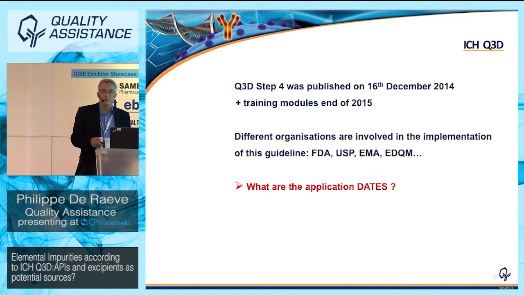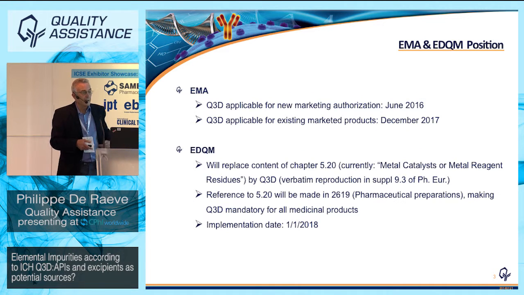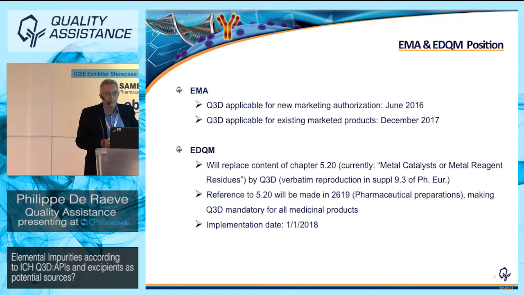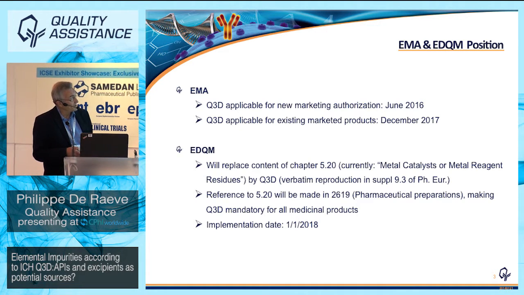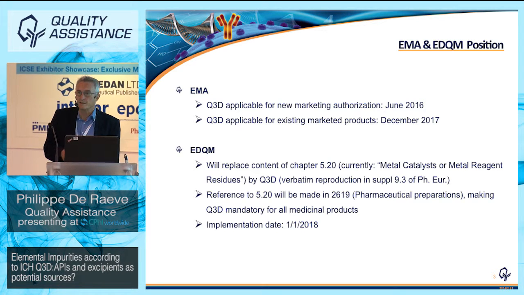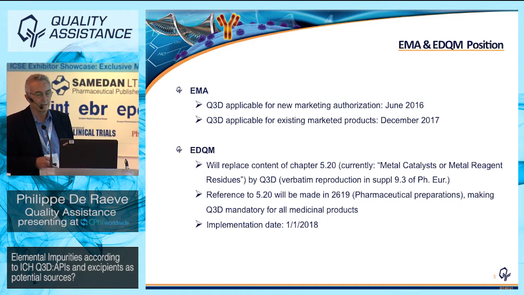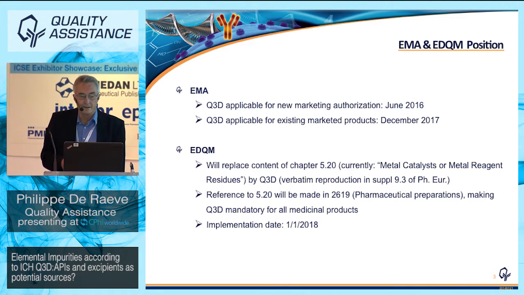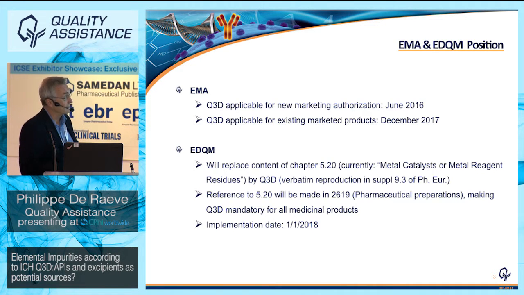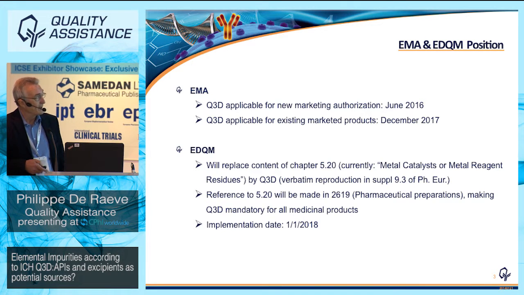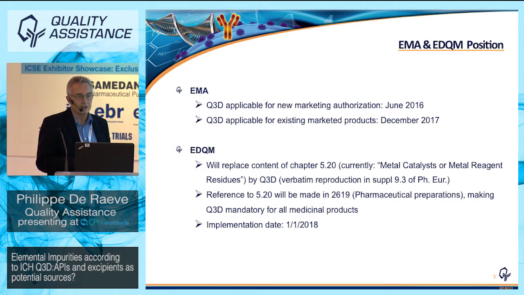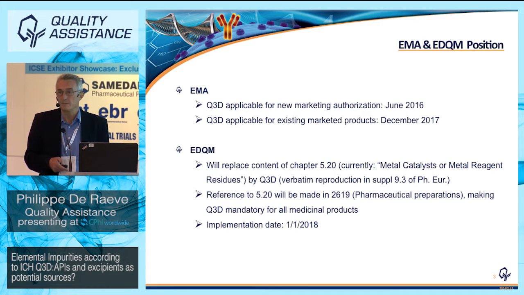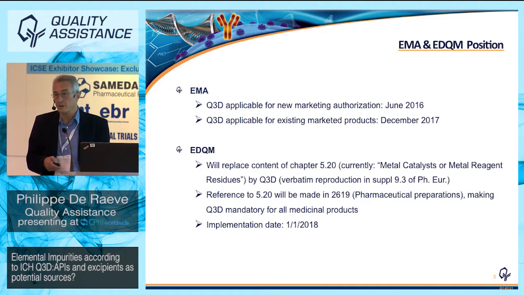Different organizations are involved now in the implementation of the Q3D. EMA has already stated that Q3D will be applicable June next year for new marketing authorization, while for existing product, it will be end of year 2017. The European Pharmacopoeia will replace the content of chapter 5.20, that is currently metal catalyst or metal reagent residues, by a verbatim reproduction of Q3D to be edited in supplement 9.3 of European Pharmacopoeia. And reference to this chapter 5.20 will be made in another chapter, 2619, that is pharmaceutical preparation, that will make Q3D mandatory for all medicinal products. Implementation date is 1st January 2018.